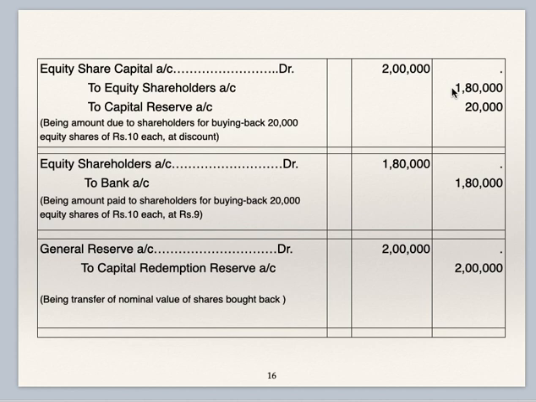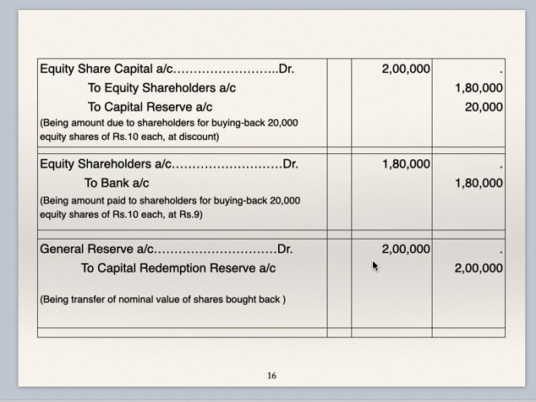Company is buying back these shares at discount, so equity shareholders will get only 9 rupees per share on 20,000 shares. So 20,000 is profit of the company which gets transferred to capital reserve account. Equity shareholders to bank, this entry is to be passed to show equity shareholders are paid for buying 20,000 equity shares at rupees 9 per share. So equity shareholders account gets closed at this particular journal entry.